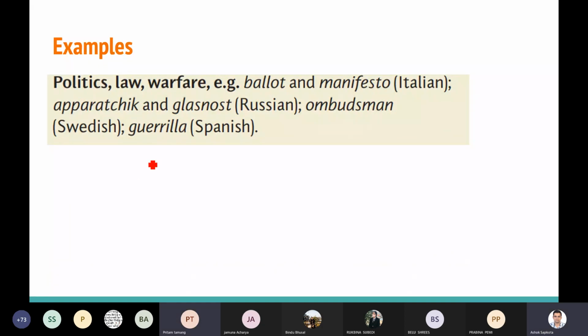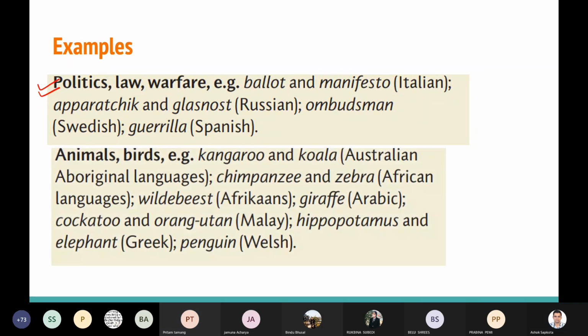In politics, law and warfare, there are other examples as well. Now, let's talk about politics at first. Ballot, manifesto, are taken from Italian words. Likewise, you can see on the screen the other words. You have heard the word guerrilla. It's taken from a Spanish word. Apparatchik, glasnost, are taken from Russian words. Ombudsman is taken from a Swedish word.